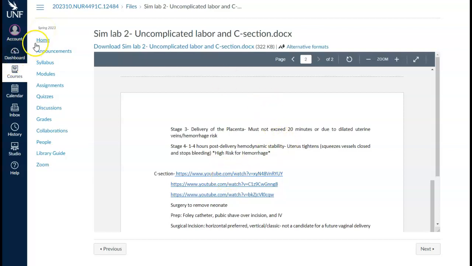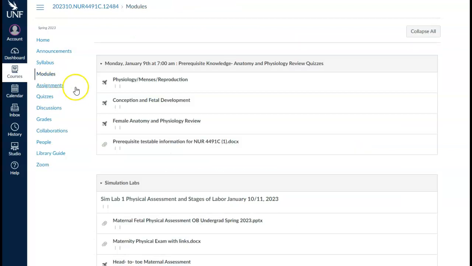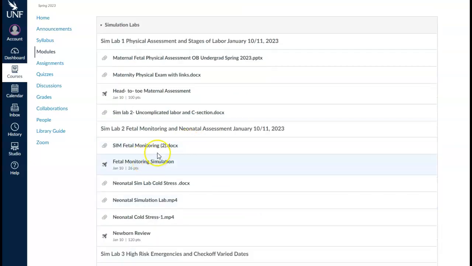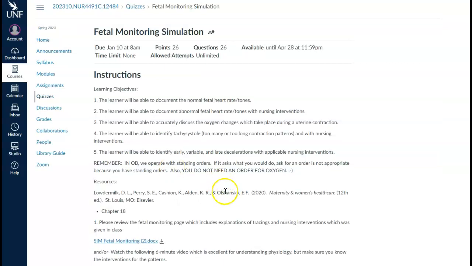So the first week is hectic. Yes, I 100% agree. But after that, you have all of your sim labs done. You will have your sim lab 3, which will be a little bit later, but you'll have sim lab 1 and 2 done. You've got to do fetal monitoring. Here's the document. Here is the simulation quiz.